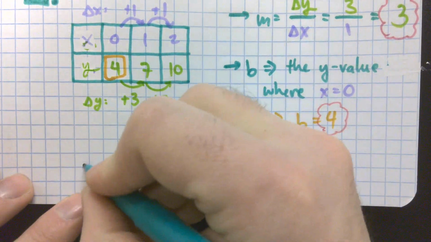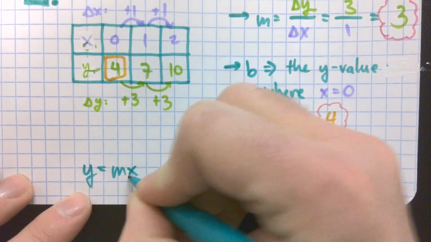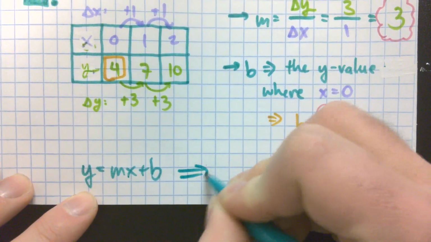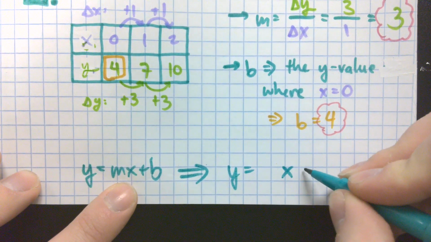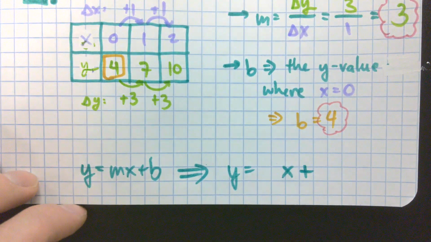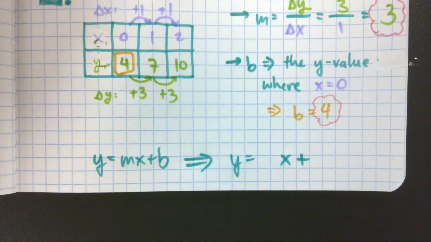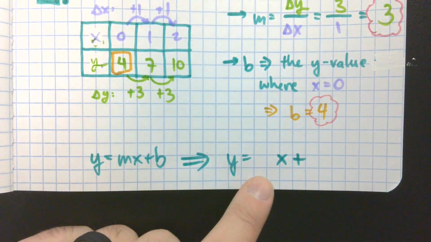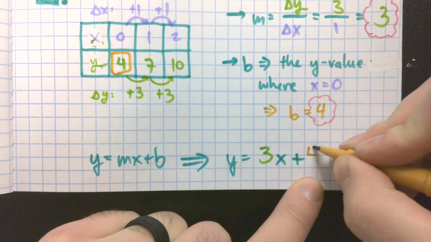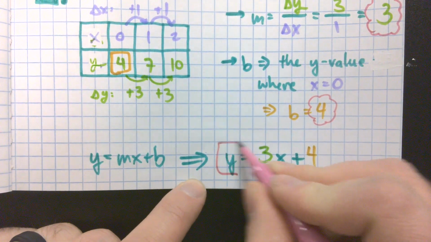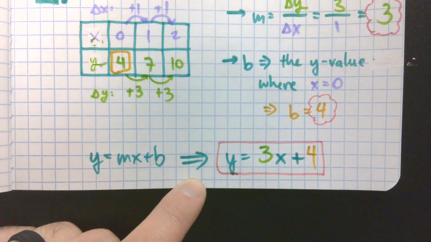I can now write the equation in the form y is equal to mx plus b, where I take out the m, I take out the b, and I plug those two numbers in. What did we find for m again? 3. What did we find for b? 4. Boom. Y is equal to 3x plus 4.